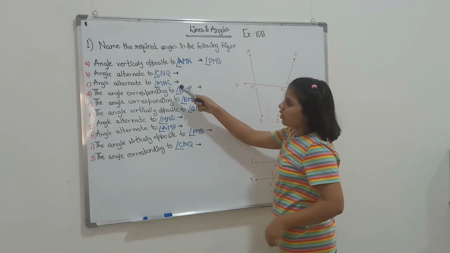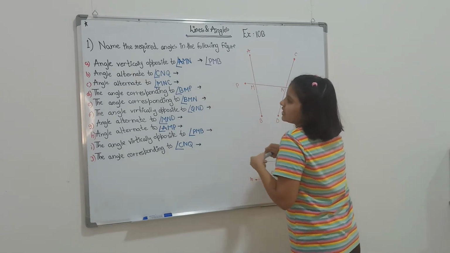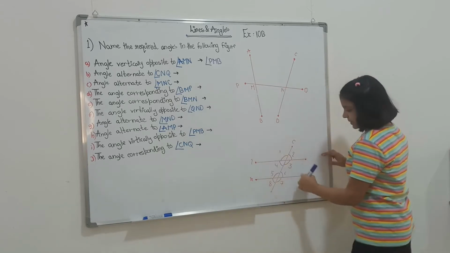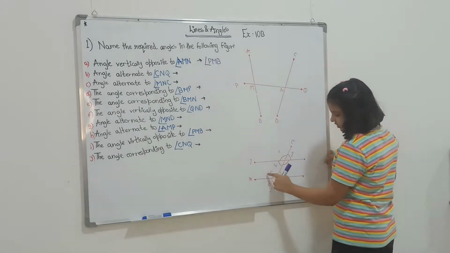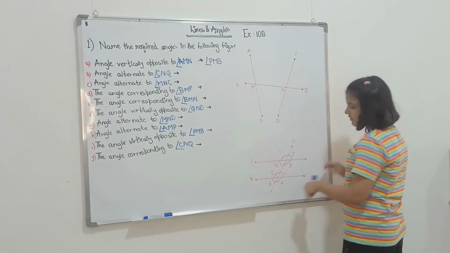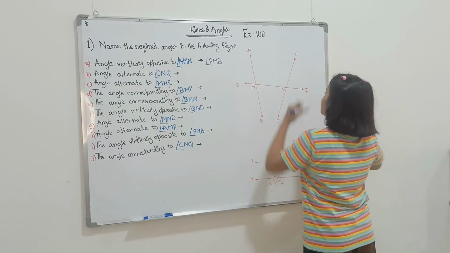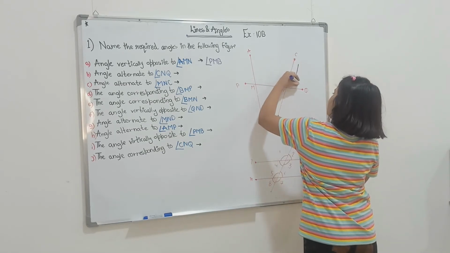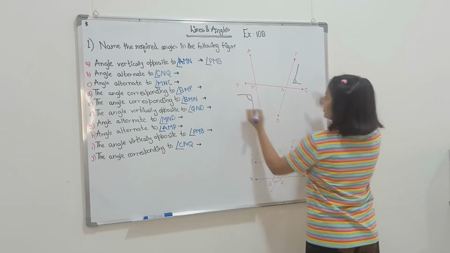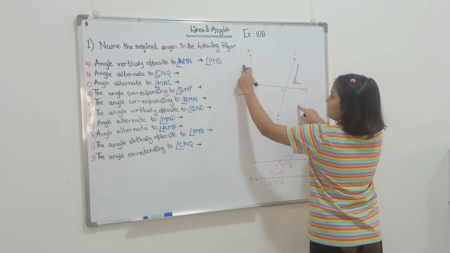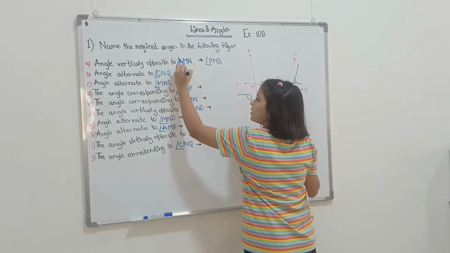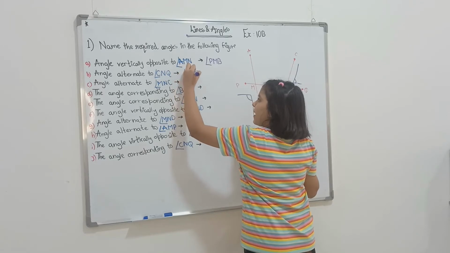Next question is angle alternate to C and Q. Now here we have to find the alternate angle. For example, here alternate angles are angle 3 and angle 5, angle 4 and angle 6, angle 2 and angle 8, angle 1 and angle 7. So for angle C and Q, it's PMB. Again, the answer will be PMB.